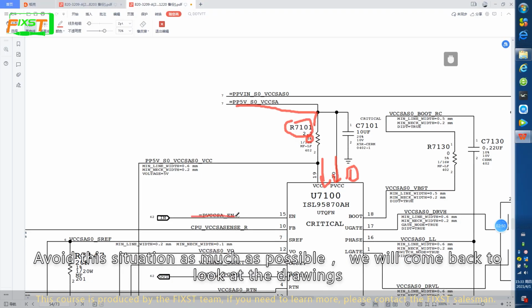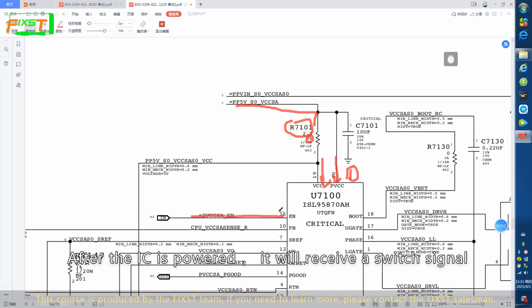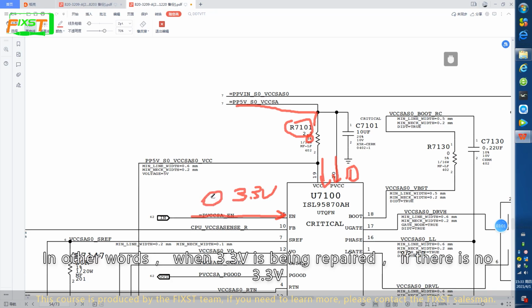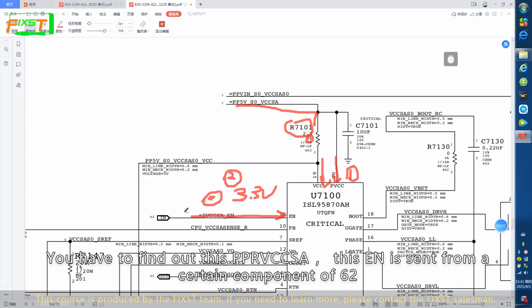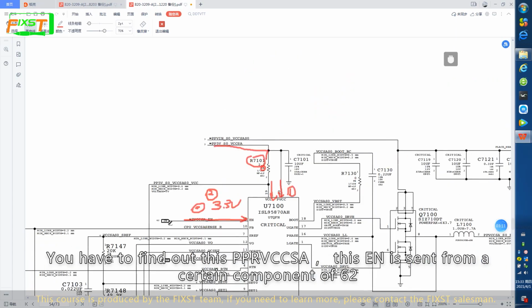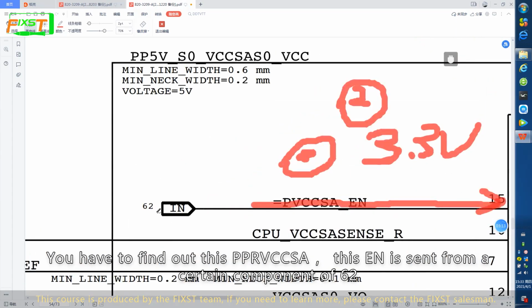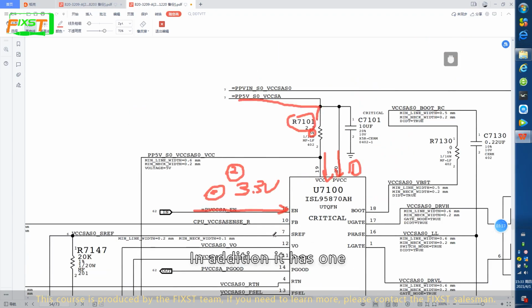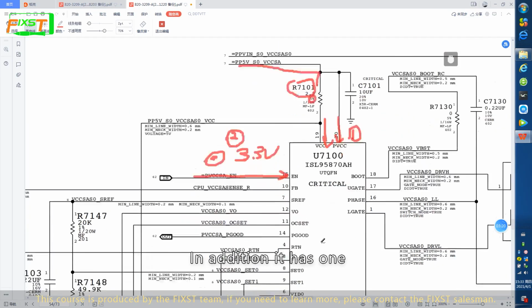We'll come back to look at the drawing. After the IC is powered, it will receive a switch signal. Look at pin 15, it is also 3.3 volts. In other words, when repairing, if there is no 3.3 volts, you have to find out this VCCSA. This EN is sent from certain components of 62. Just 5 is superior. In addition, it has 1.